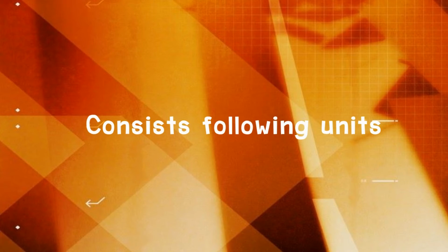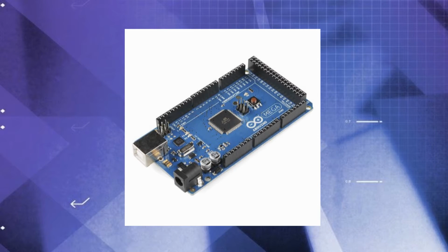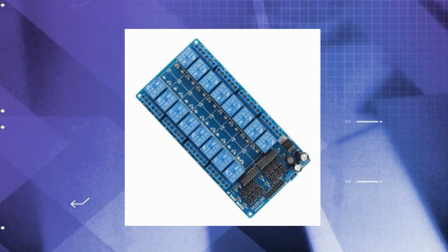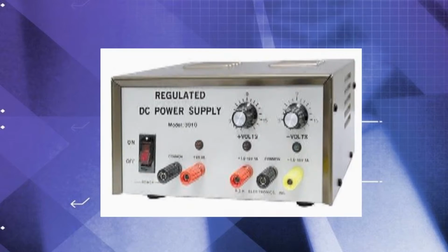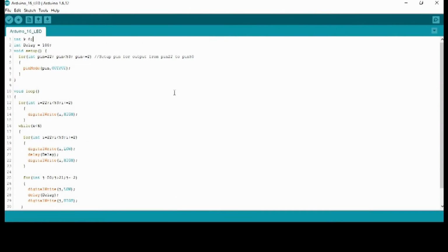The system consists of the following units: Arduino Mega 2560, relay module, and DC power supply. We have to show you about the Arduino 16 LED course. We use the Arduino to write the programming.